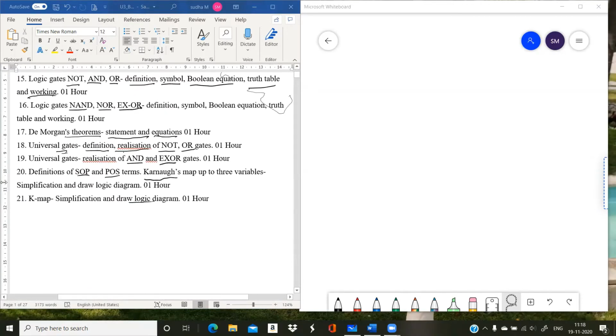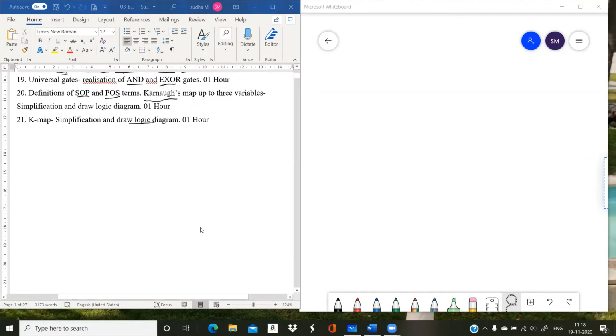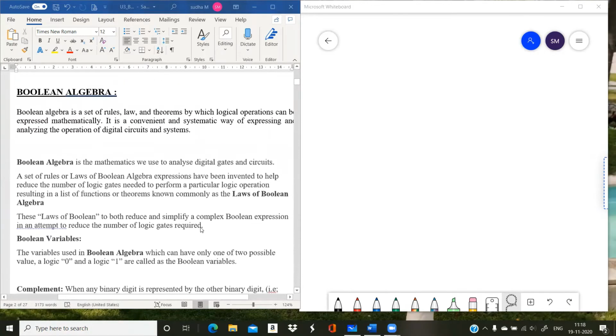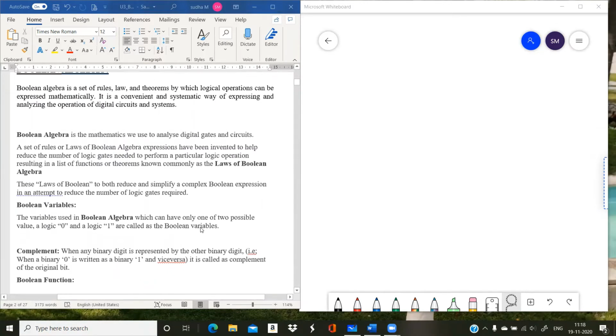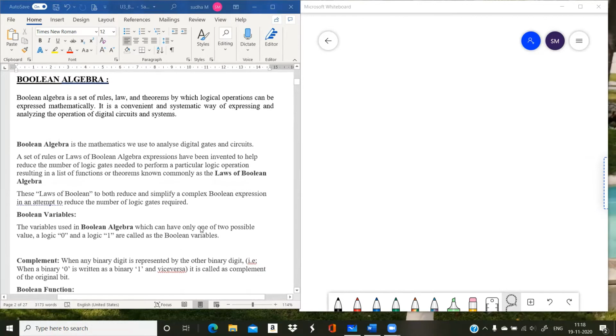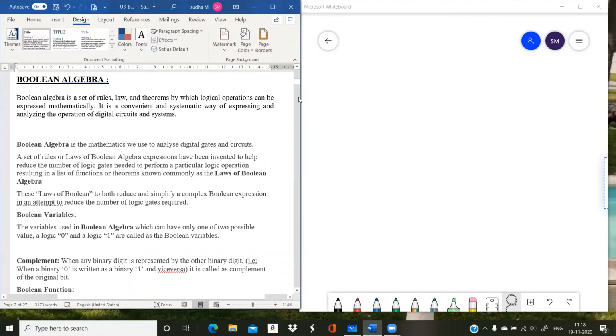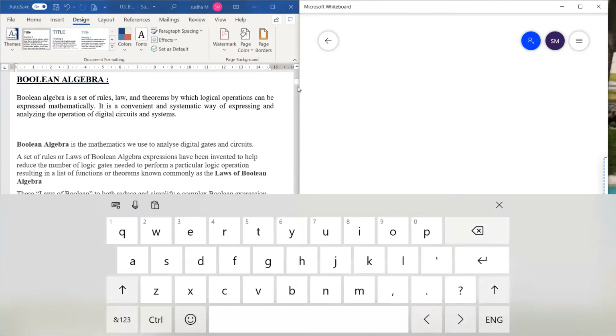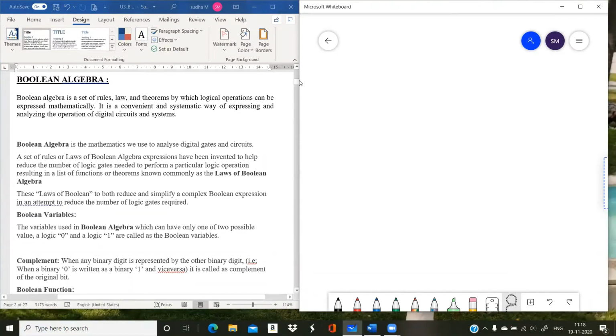So let us start with what Boolean algebra is, what the Boolean variables are, what a complement is, etc. A few definitions we are going to study here. Okay. So the very first thing, before studying what a Boolean variable is, we need to study what Boolean algebra is.